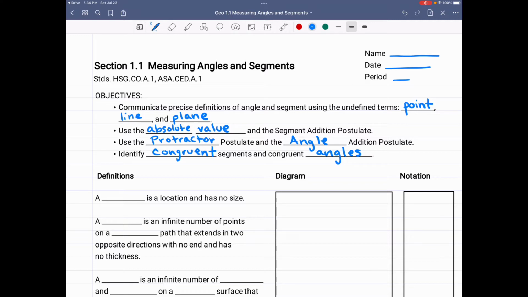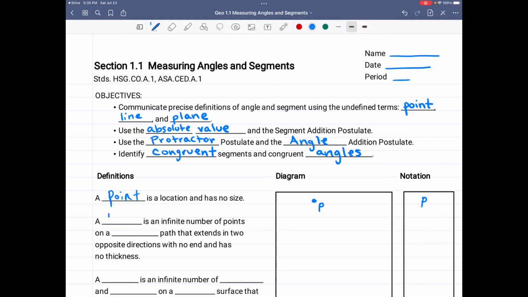So let's get into our definitions. A point is a location and has no size. So we're going to put that in the diagram box. For a point, it's just this, and we can even give it a label, in this case P, but it can be any letter. The notation we use for point is just the letter. So if it was point A, then the notation would just be an A.